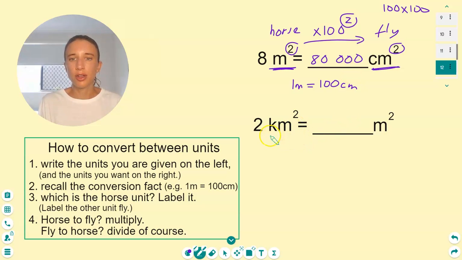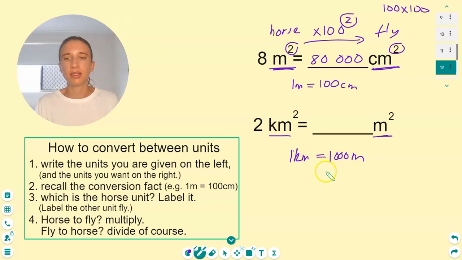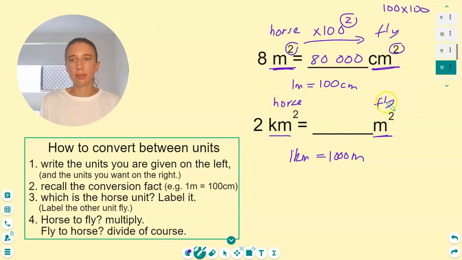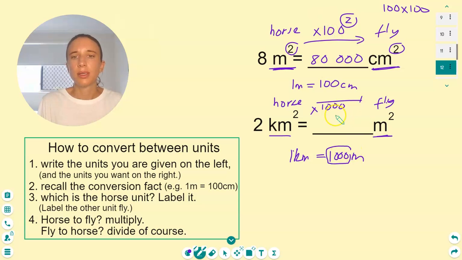Okay, now we go kilometers squared to meters squared. Well, let's just think. What's the fact linking kilometers to meters? 1 kilometer, 1,000 meters. And then we work out, okay, which is the horsier unit? Meters or kilometers? Well, kilometers. Then we worry about the squared bit, okay? Horse to fly, multiply by our little conversion factor. But we have got kilometers squared and we want to get to meters squared. So we must times by 1,000 squared.